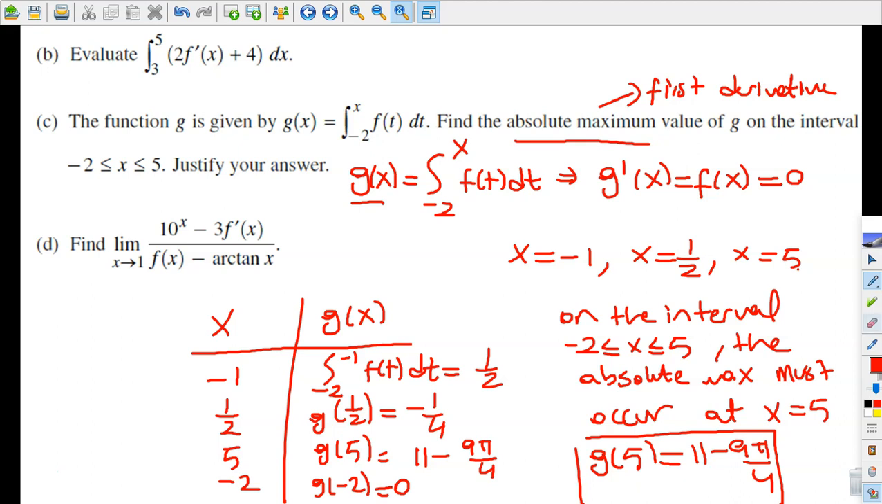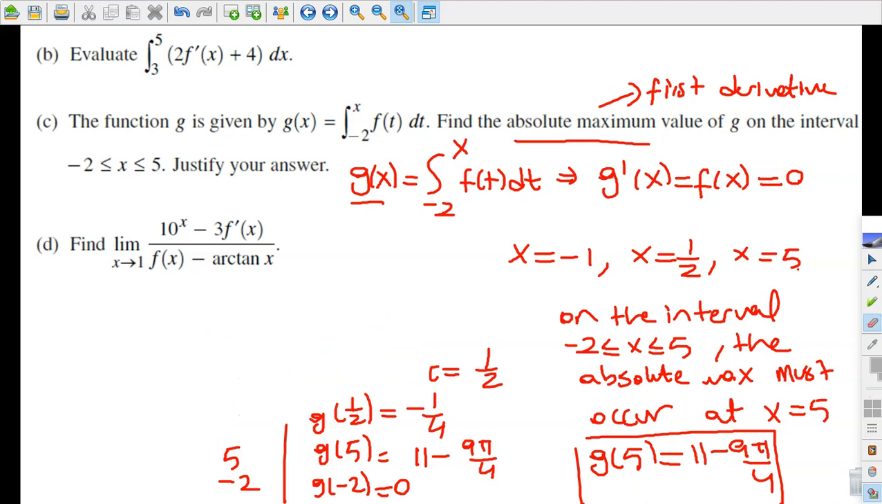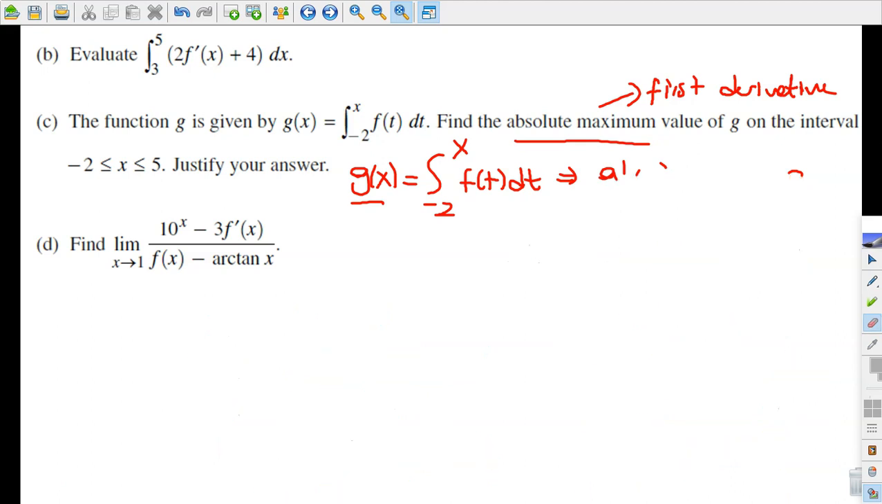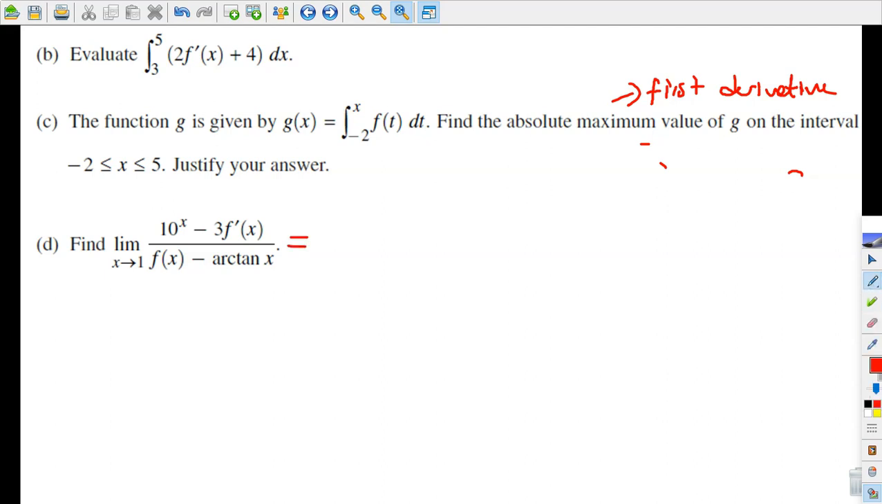Alright, so let's move on to part D. In part D, we're being asked to evaluate this limit as x approaches 1. So I guess it's pretty safe to apply the plug-in method, so let's do that. Let me wipe off the board. So if we apply the plug-in method, basically I'm going to put x equals 1 into the function, so this is going to be equal to 10 to the power of 1 minus 3 times f prime of 1, divided by f of 1 minus arctangent 1.